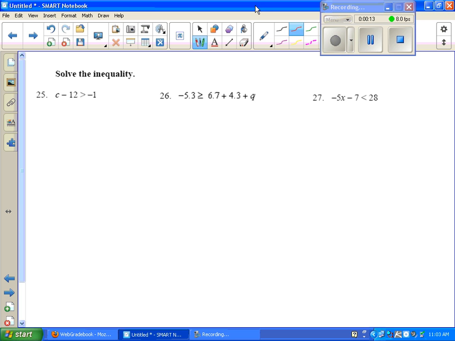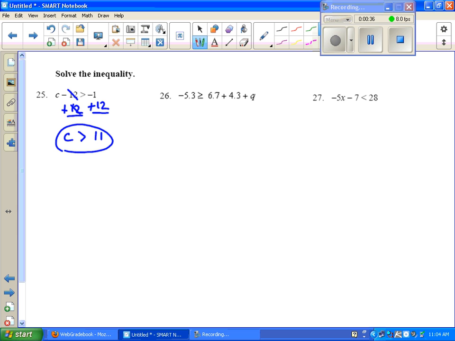First one says C minus 12 is greater than -1. Get rid of minus 12 by adding it. If you add it on the left, do the same thing to the right. That'll cancel out and leave us with just C on the left. -1 plus 12 is going to be positive 11. And all we did was add it right there, so it's going to stay as greater than. C is greater than 11.